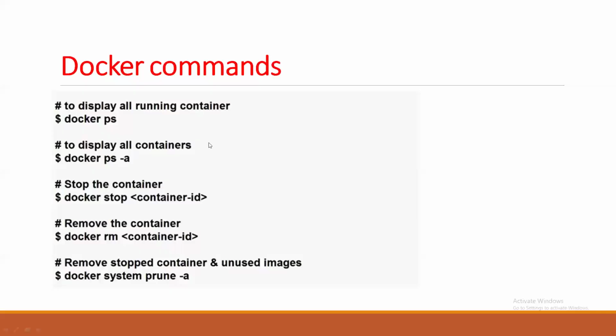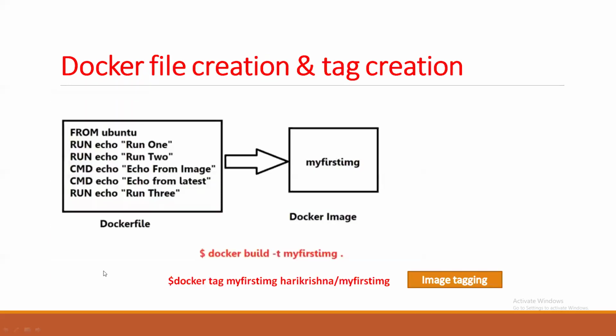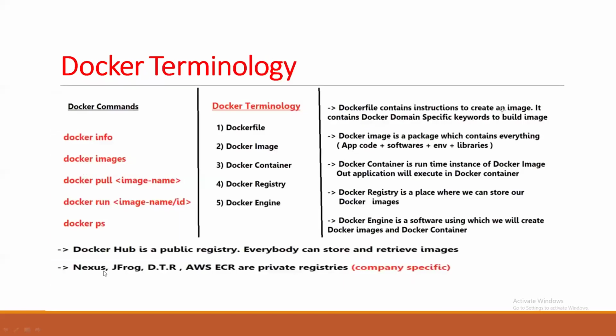Docker commands. To display all running containers, docker ps. To display all containers, docker ps -a. To stop the container, docker stop. To remove the container, docker rm container ID. Guys, understood?